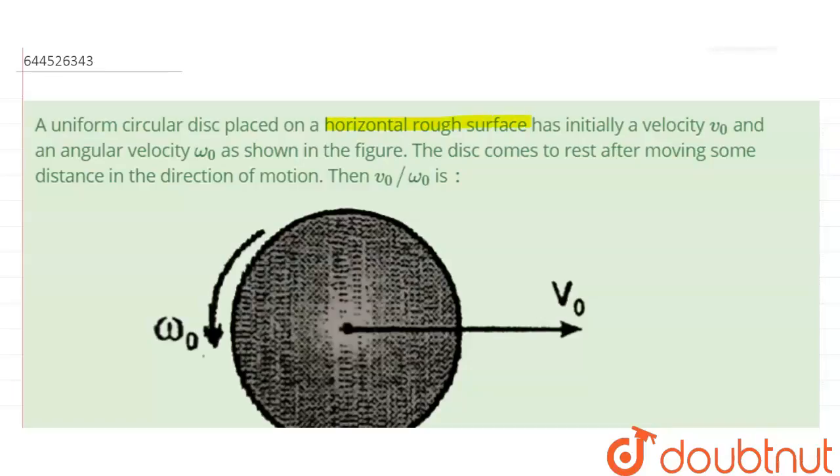The question is: a uniform circular disc placed on a horizontal rough surface has initially a velocity of v0 and angular velocity omega naught, as shown in the figure. The disc comes to rest after moving some distance. That means at that time the velocity and angular velocity are 0 after moving some distance in the direction of motion. Then we have to find the ratio of v0 and omega naught.